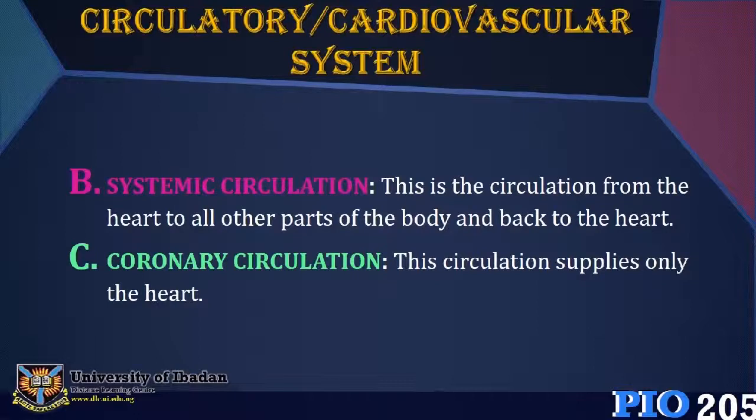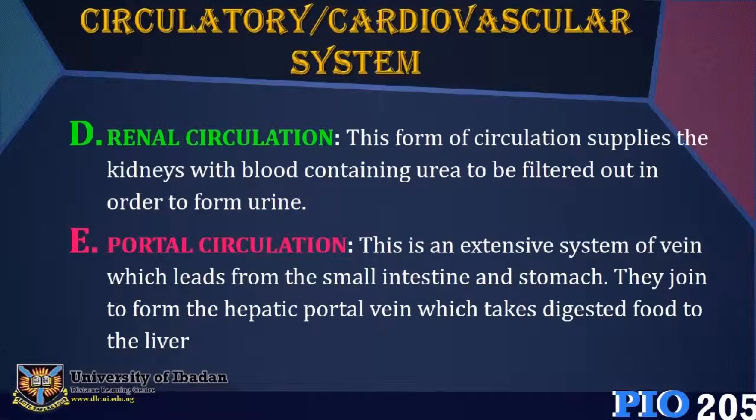Systemic circulation. This is the circulation from the heart to all other parts of the body and back to the heart. Coronary circulation. This circulation supplies only the heart. Renal circulation. This form of circulation supplies the kidneys with blood containing urea to be filtered out in order to form urine. Portal circulation. This is an extensive system of veins which leads from the small intestine and stomach. They join to form the hepatic portal vein, which takes digested food to the liver.